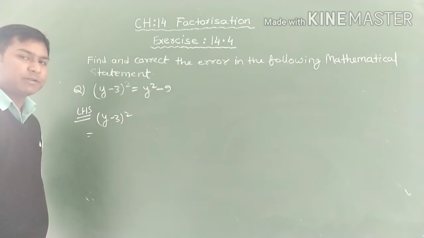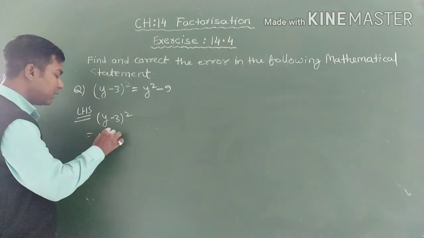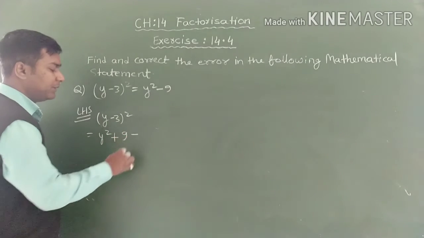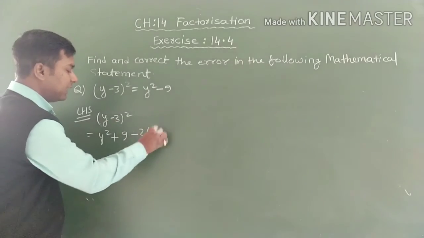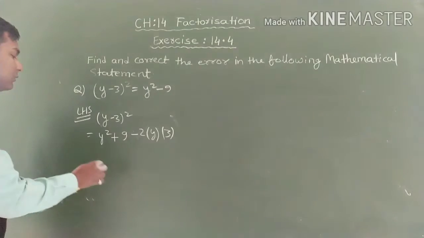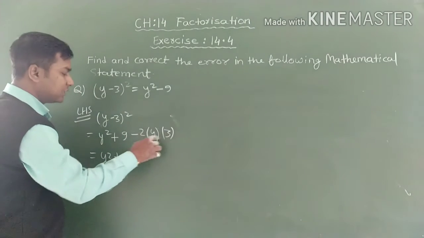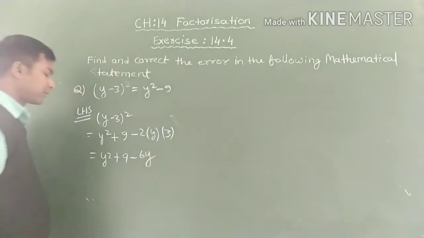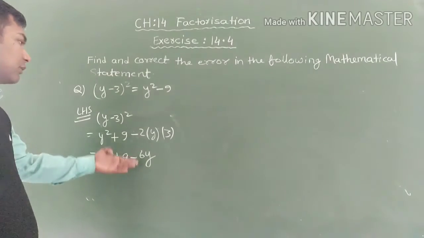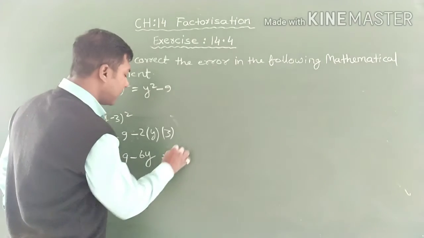So a square plus b square minus 2ab. Just apply the formula: a square, so y square, plus b square, that is 3 square, 9, minus 2ab. So minus 2, a is y and b is 3 here. Again simplified, it will be y square plus 9 minus 6y. This is the LHS part. This will not equal RHS because it is given here y square minus 9.